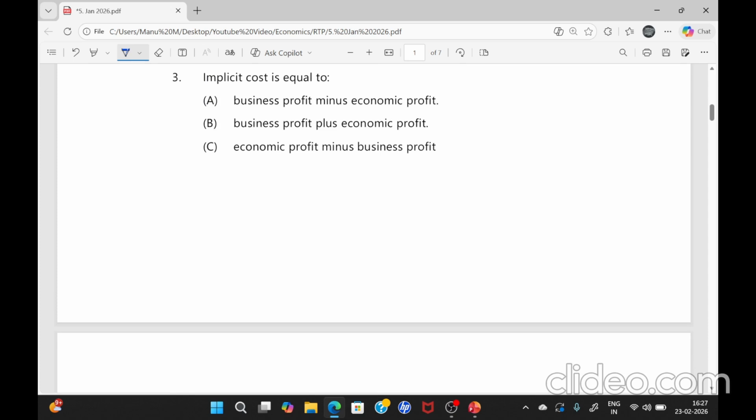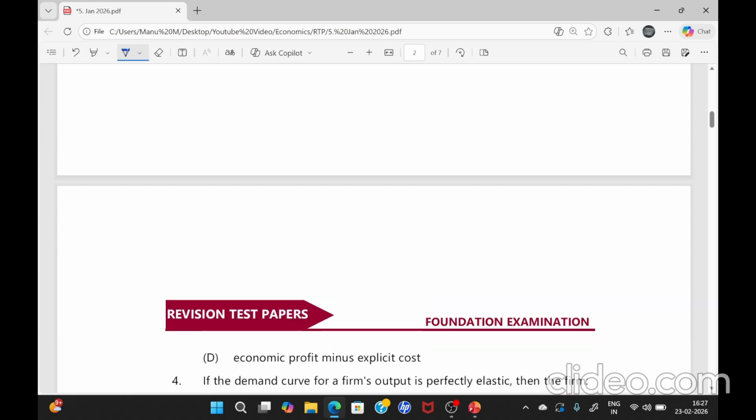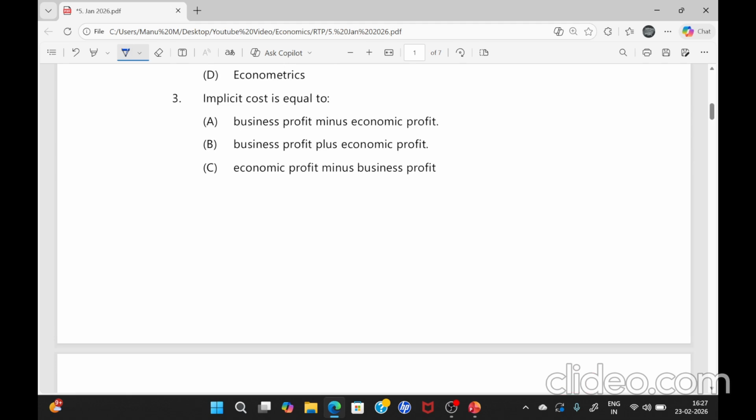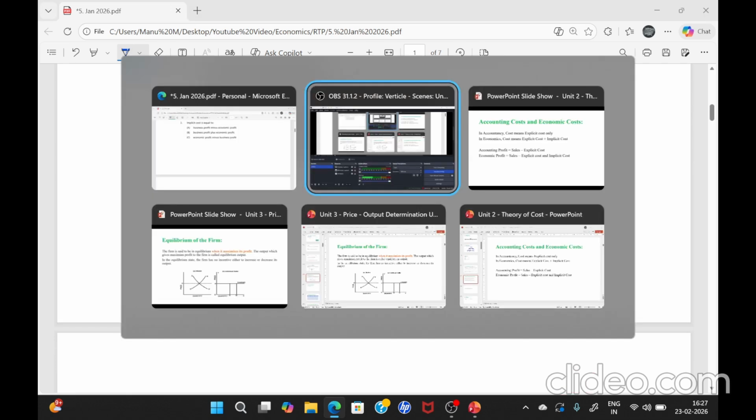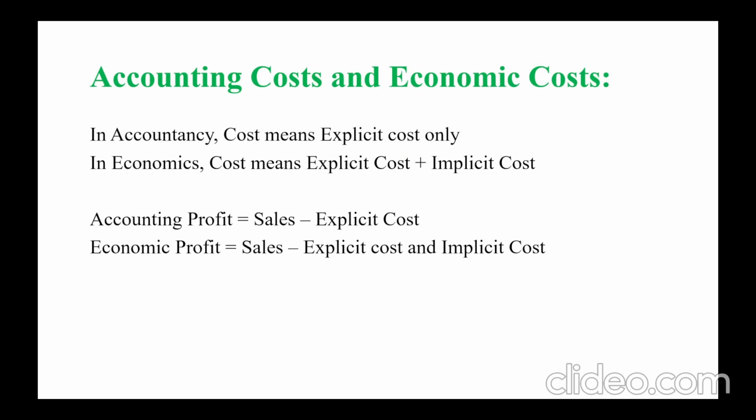Next question, very important question. You can expect this type of questions in the exam. Implicit cost is equal to, they have given various options. So first of all, we'll understand what is this explicit cost and implicit cost.